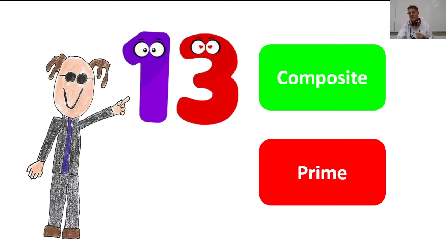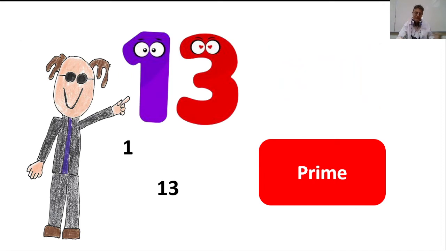Okay, 13. Is it composite or prime? Prime or composite? What do you think? Well, again, it is divisible by 1 and itself, but no other numbers. So it is a prime number.